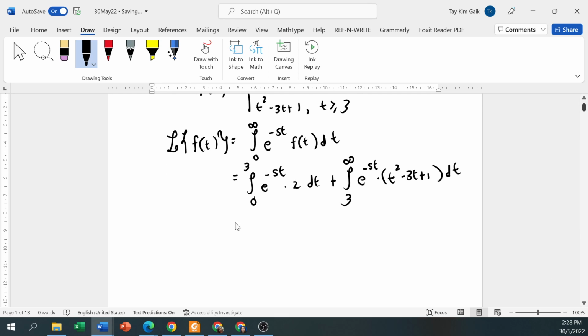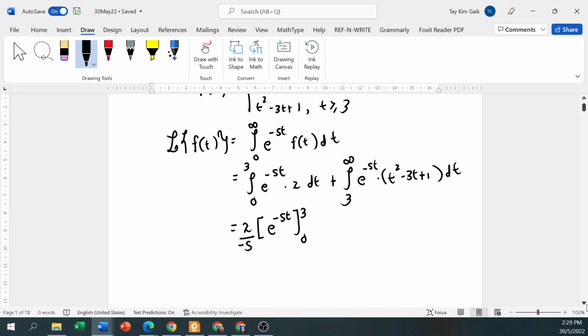So the first integral: you can factor out 2 and then integrate e to the negative st, where s is a parameter, like a constant value. So you get e to the negative st divided by negative s, and then t from 0 to 3. For the second one, you have the product form.